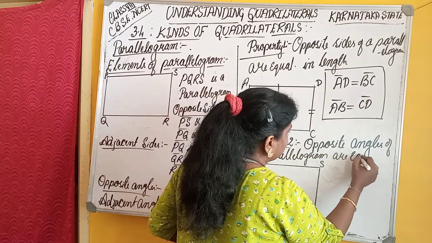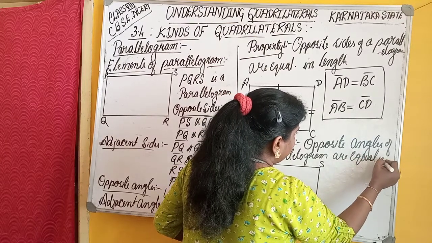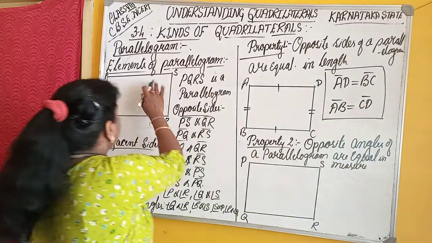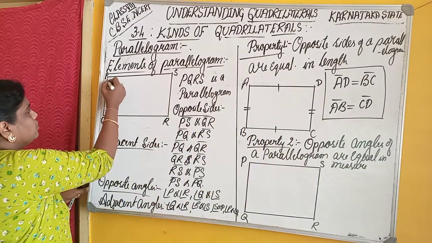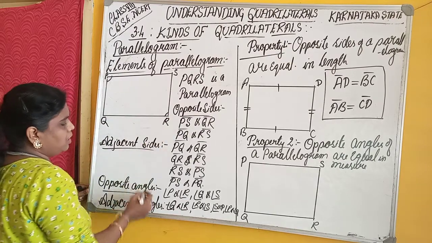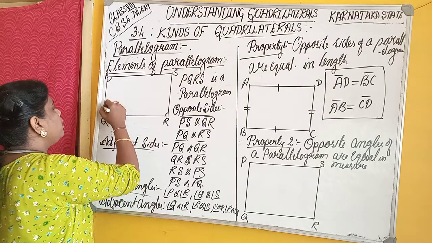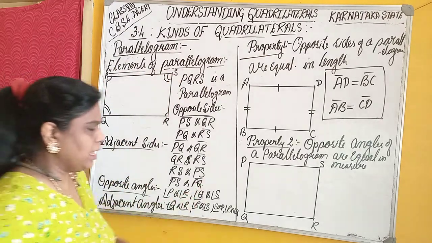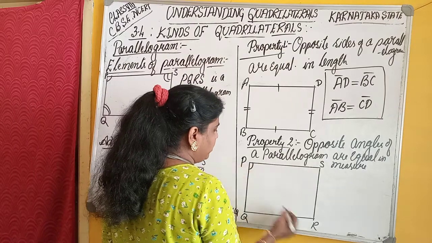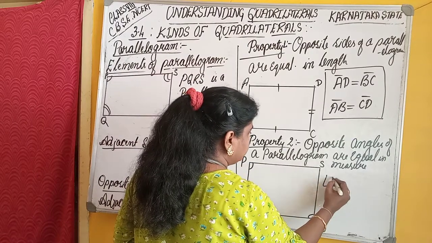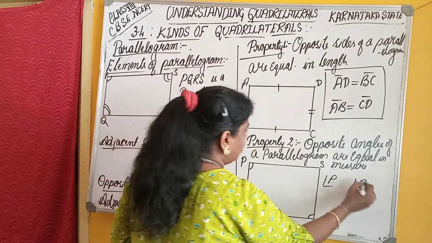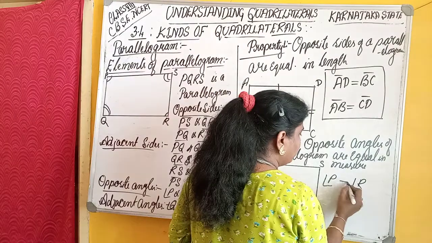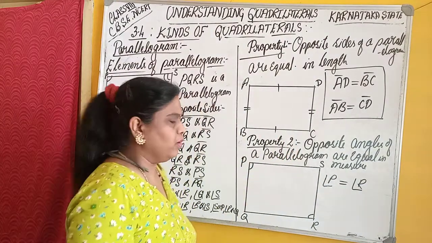Are equal in measure. Here we studied which are the opposite angles. For angle P, angle R is the opposite angle, and for angle Q, angle S is the opposite angle. Like that, angle P and angle R are the opposite angles of a parallelogram. Therefore, they have equal measure.